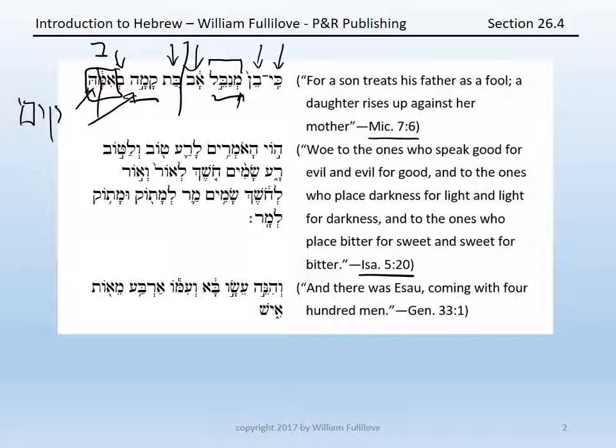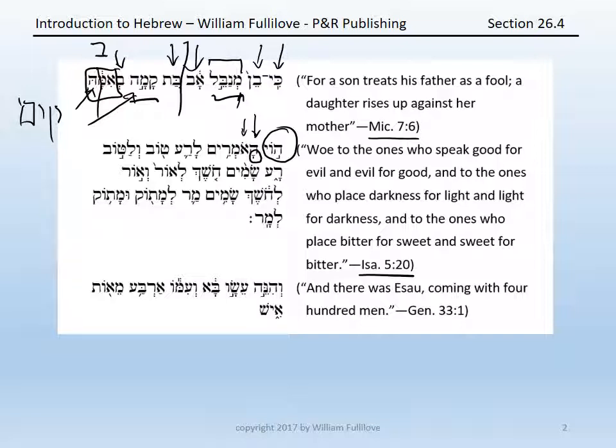Second, Isaiah 5:20. Hoy ha-omerim la-ra tov, v'la-tov ra. Samim choshekh l'or, v'or l'choshekh. Samim mar l'matok, u-matok l'mar. So first, woe. Woe to whom? Ha, definite article. Note that because the next letter is a guttural and cannot double, you have compensatory lengthening.